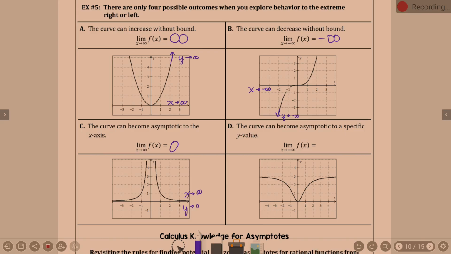And then, if the curve doesn't become asymptotic to the x-axis, it could have an asymptote on a different specific y value. What about this one? As x approaches negative infinity? 3. Can you guys see what's going on there?